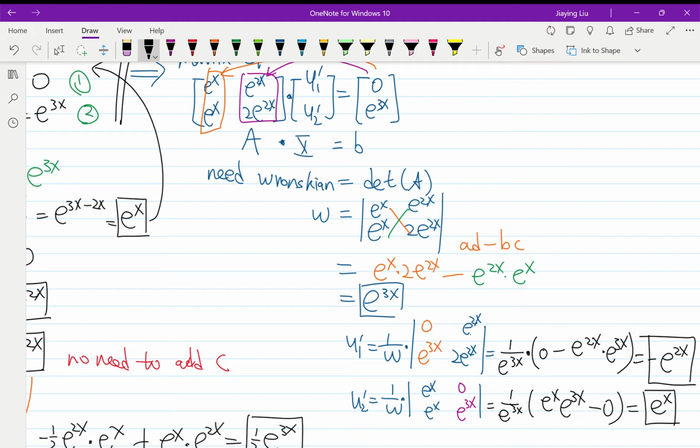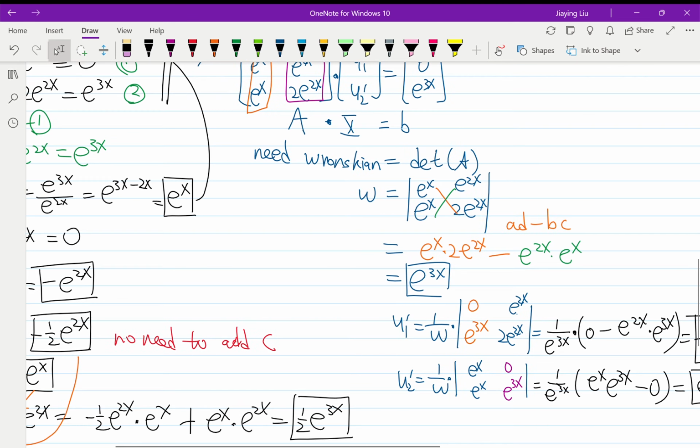Any questions on that? So that just shows us a different way that we can use to find the u1 prime, the u2 prime. Sometimes it's a lot easier to use the determinants and then the matrix equation. Sometimes elimination works just fine. I just want to show you the different ways. You have to decide which one you prefer. Any questions?